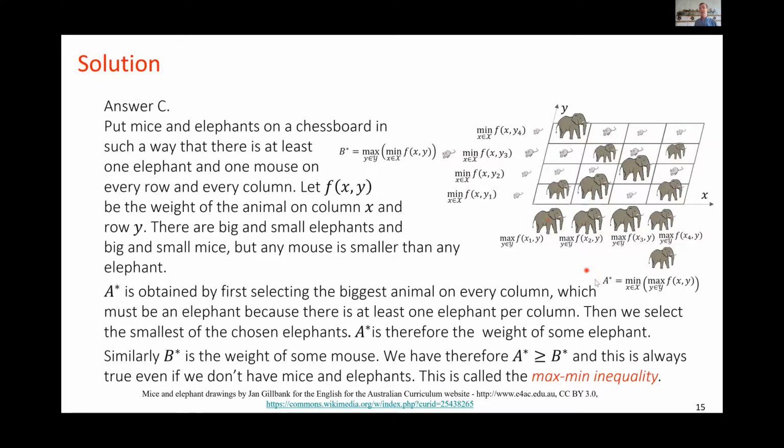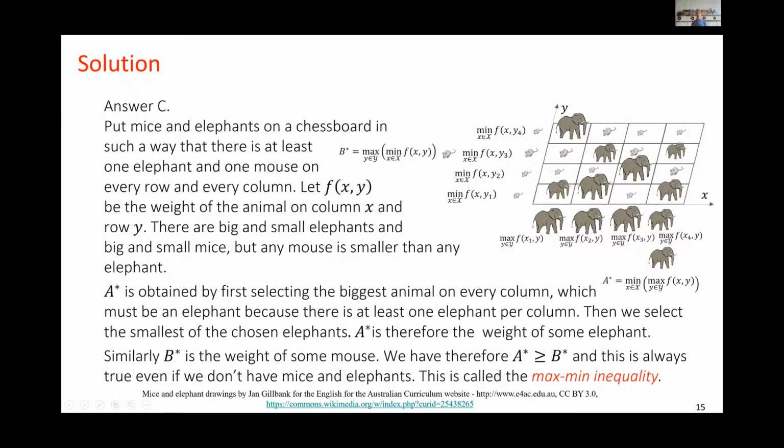So we see that A star will always be larger than B star, and this is true for any situation. If you minimize f of x, if you take first the minimum over x and then the max over y, and there are no joint constraints here, it's always in that sense. This is called the max-mean inequality.